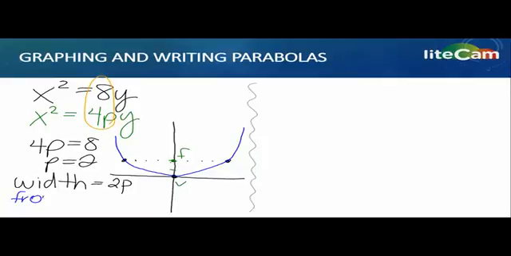Okay, so let's see here. Right here, I'm going to say width is 2p if you're counting it from the focus. You've got to count both ways, one way and then the other way. Okay? All right, now let's draw the directrix.